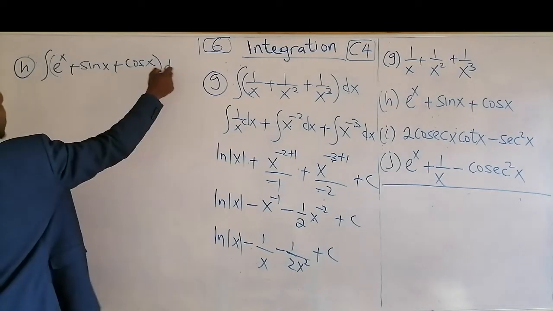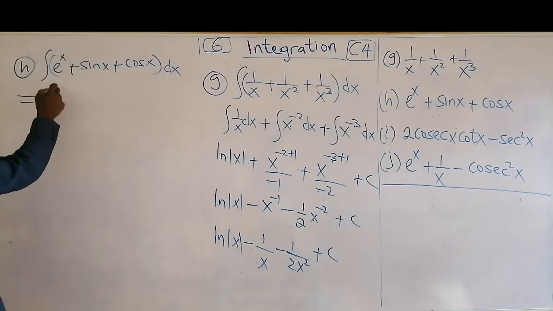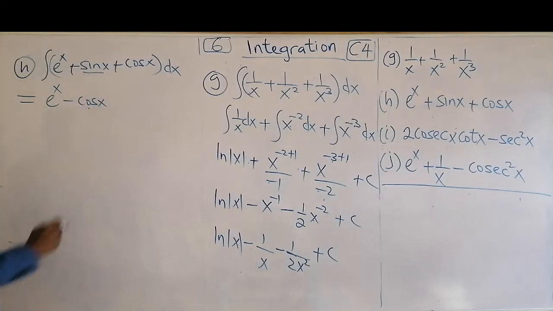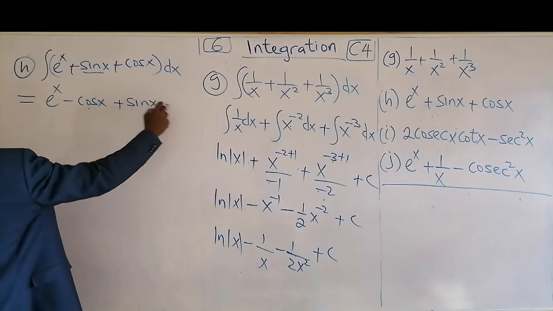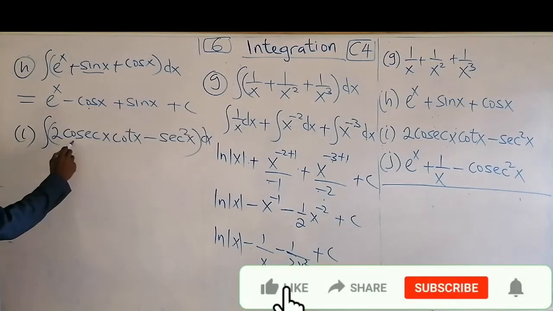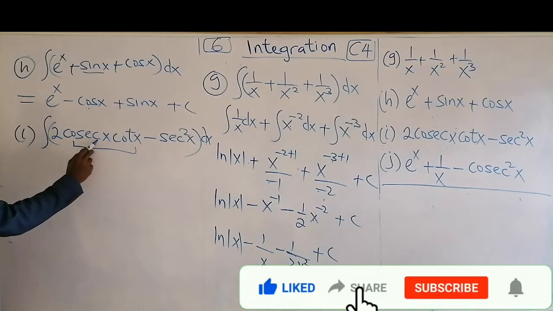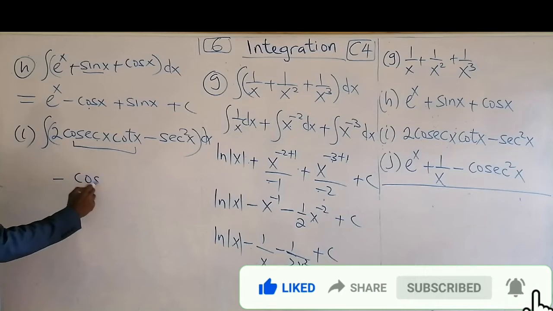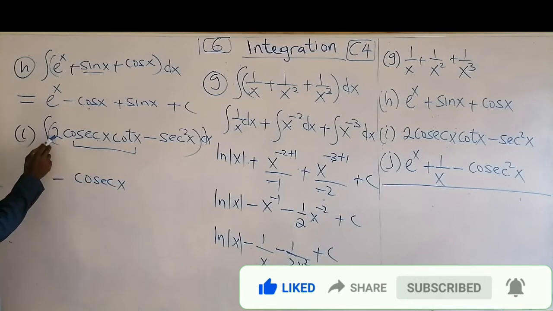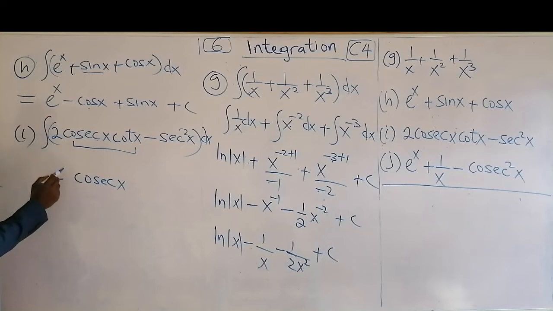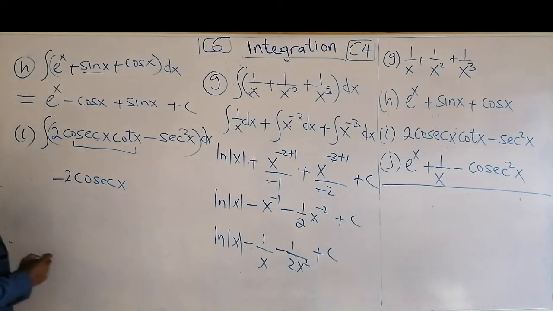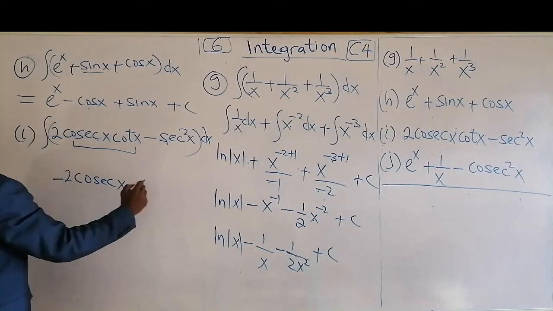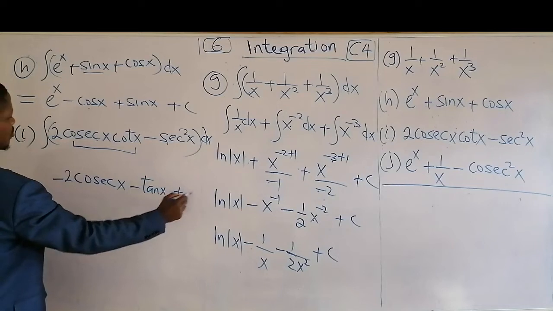For h, apply your direct table. So this will be this, minus cos x. The integral of sine is minus cos plus sin x. And then for the I part, cosec x cot x has a table which is minus cosec x. And don't forget the 2 we have there. So I'll put the 2 there. Okay? Then this one minus sec square x. The integral is tan x. So plus c.